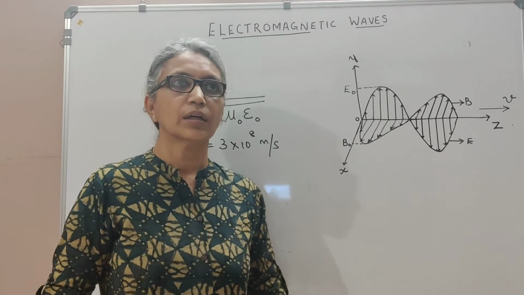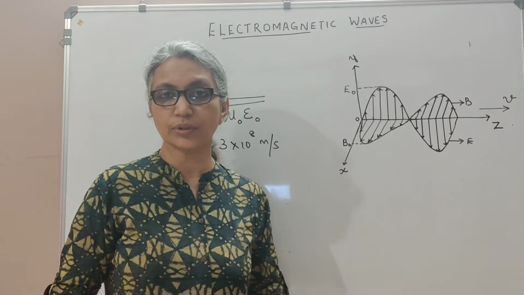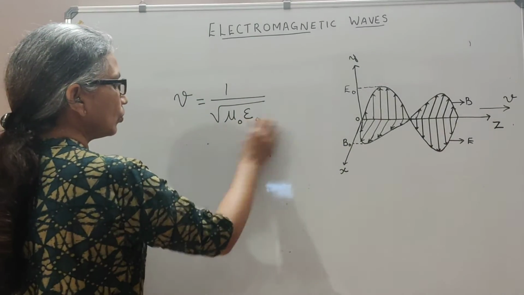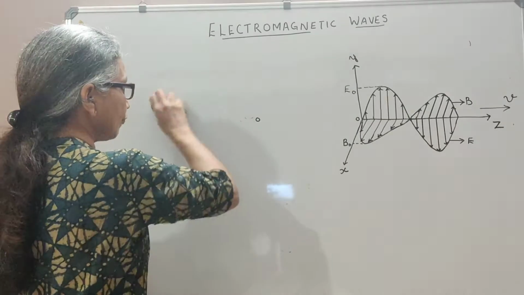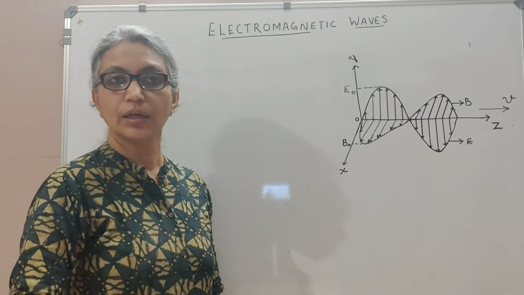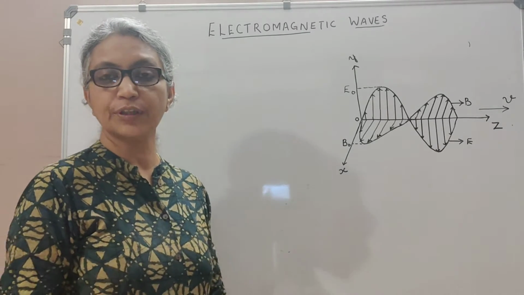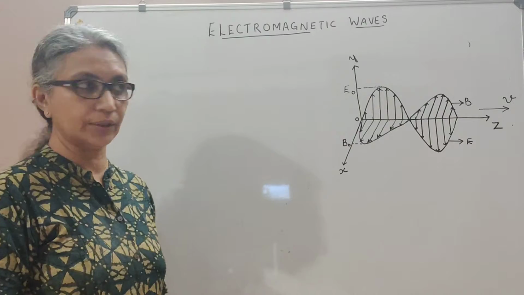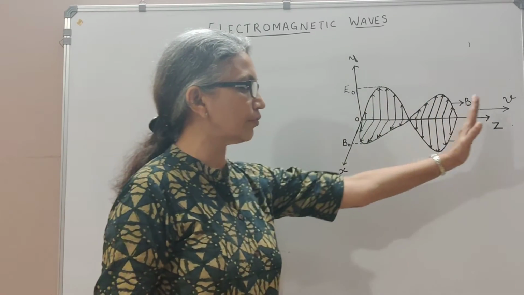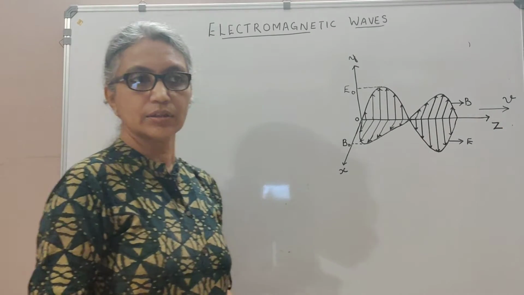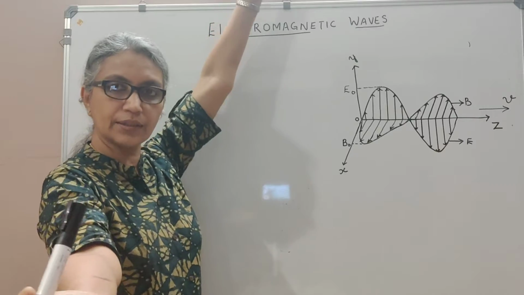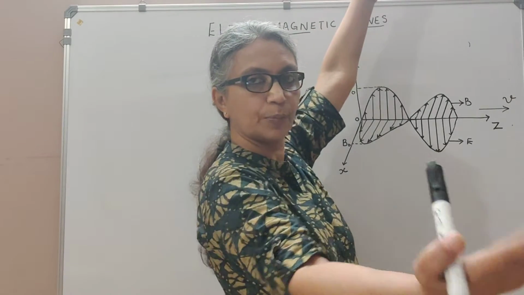Then we now need to go into the nature of this electromagnetic wave. This electromagnetic wave, we know, has an electric field and a magnetic field. This electric and magnetic field are perpendicular to each other. Now I've drawn here an electromagnetic wave which is traveling along the z direction. So this magnetic field and this electric field are perpendicular to each other, and they are perpendicular to the direction of propagation of the wave.